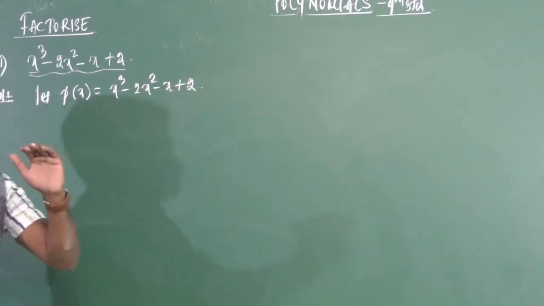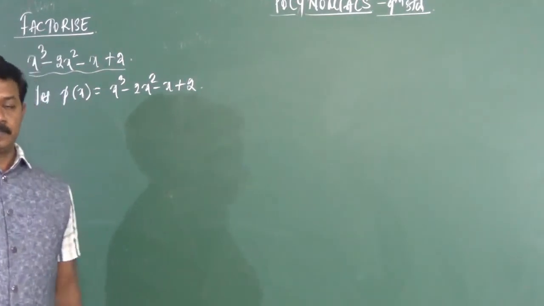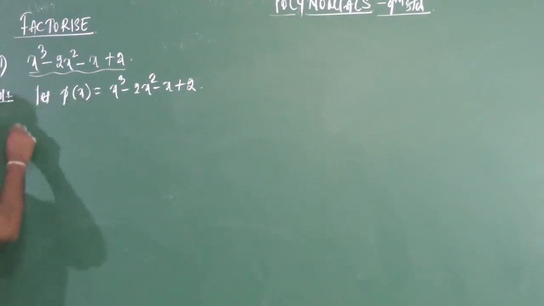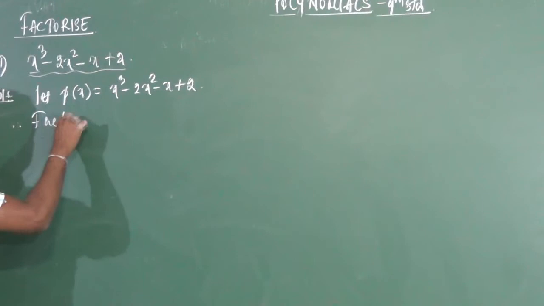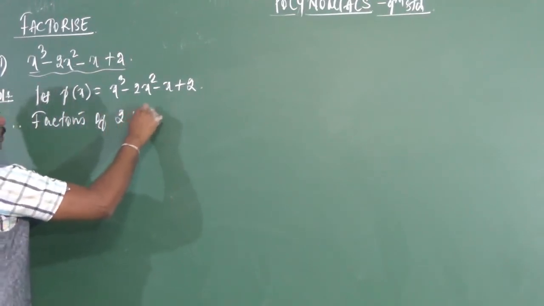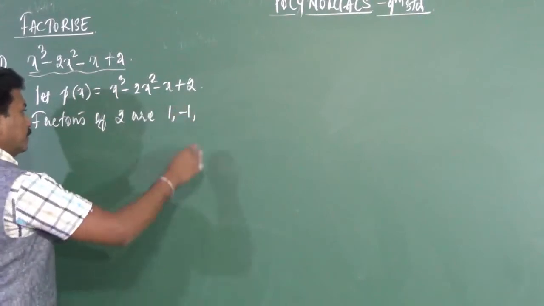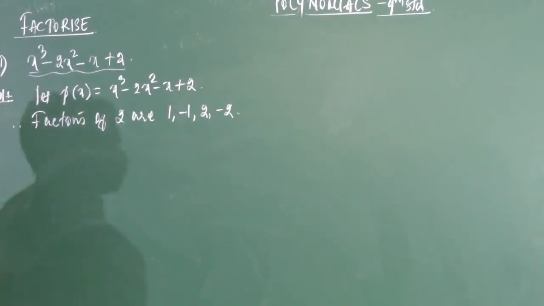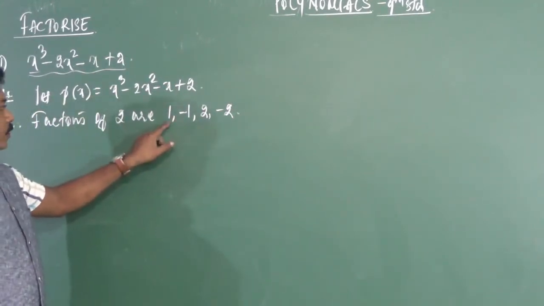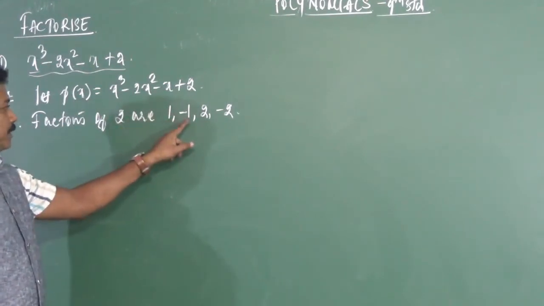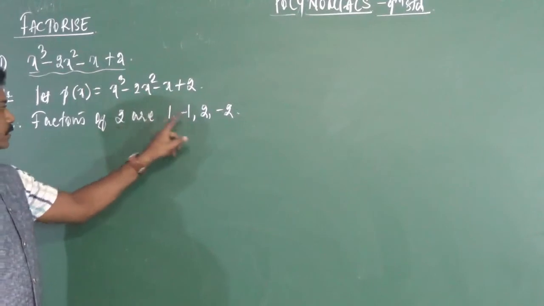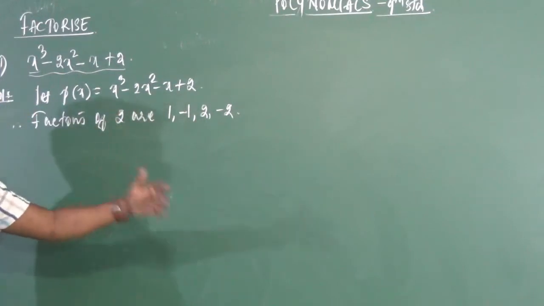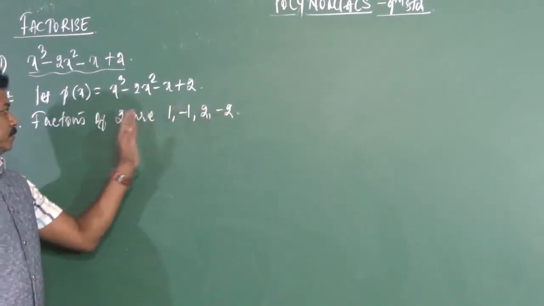So now we have to list out the factors of 2. That means which can divide 2 by giving remainder 0, right? So therefore factors of 2 are 1, again it is minus 1, 2 and minus 2. So these are the factors of 2. You have to list the factors, right? Very simple. 1, minus 1. 1 can divide 2 by giving remainder 0. Minus 1 can divide 2 by giving the remainder 0. 2 can divide 2 by giving remainder 0, and minus 2 can also divide 2 by giving remainder 0. So therefore these 4 numbers will be the factors of 2.